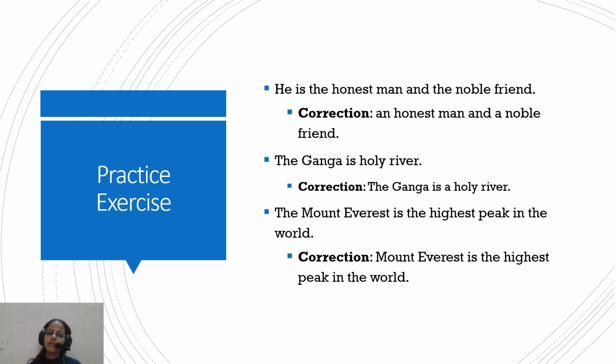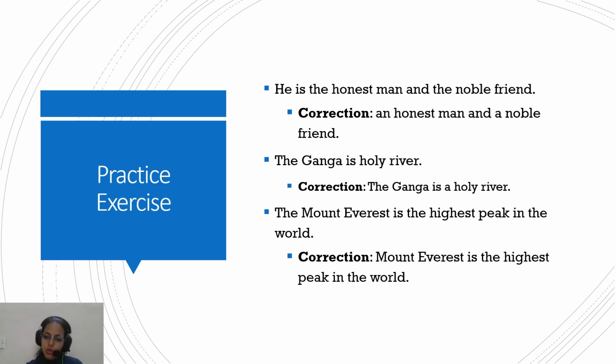Okay. Now you have to correct the sentence. He is the honest man and the noble friend. He is an honest man and a noble friend. So we say an honest man because of course the H is silent. So an honest, and noble because it starts with a consonant sound, so a noble. He is an honest man and a noble friend.